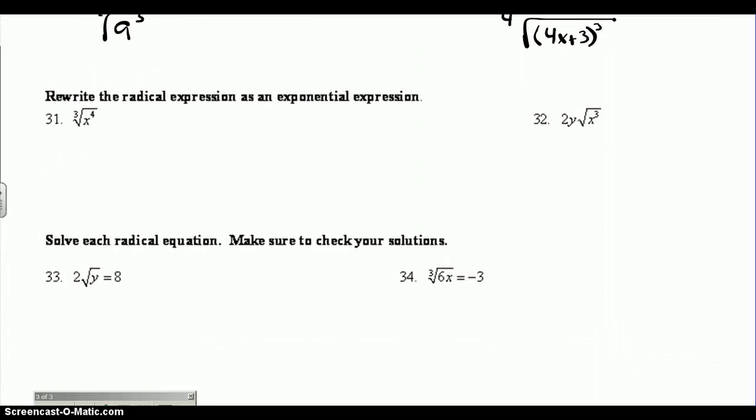Okay, next we're working on 31 and 32. We need to rewrite the radical expression as an exponential expression. Okay, so the number on the outside is going to be the denominator, the number on the inside is going to be the numerator. So this is going to look something like this.